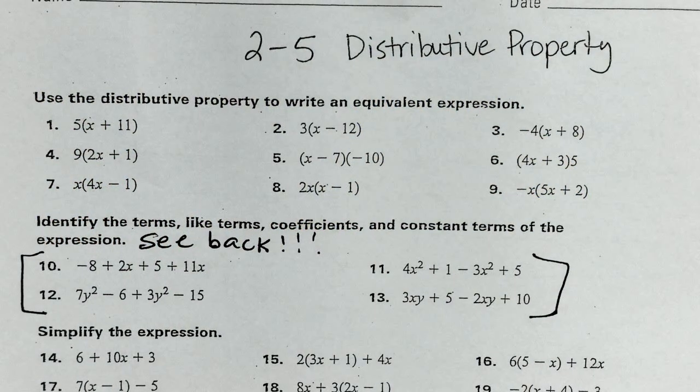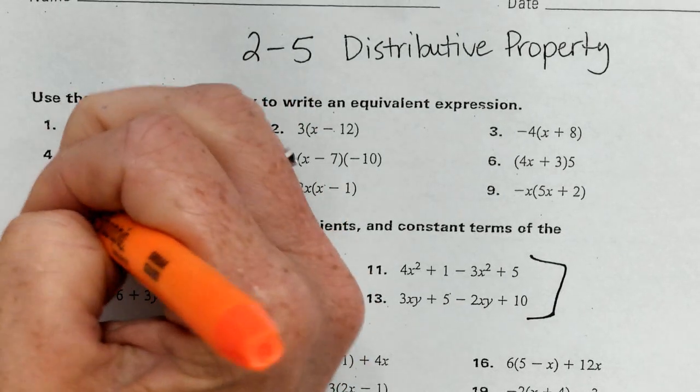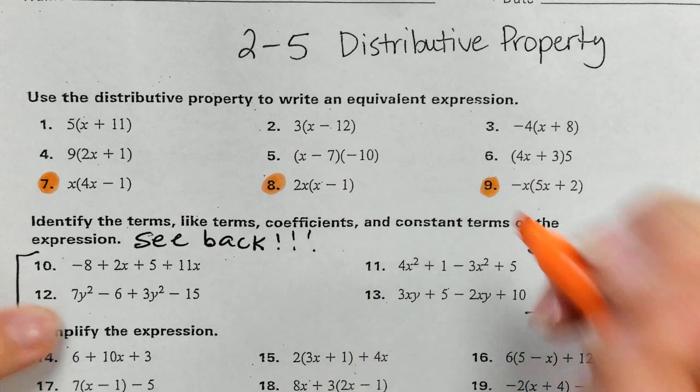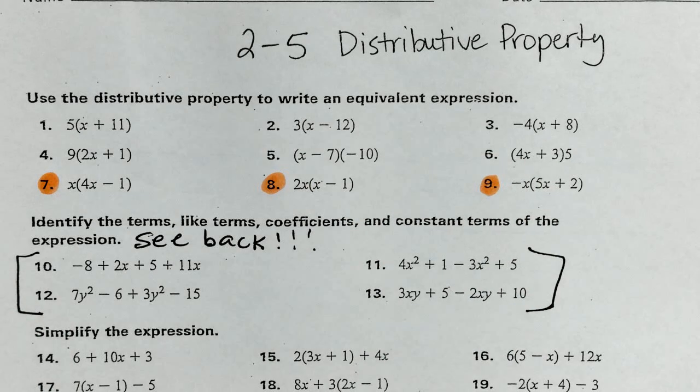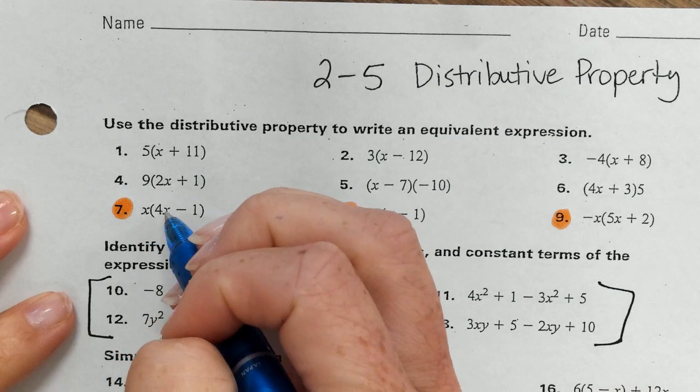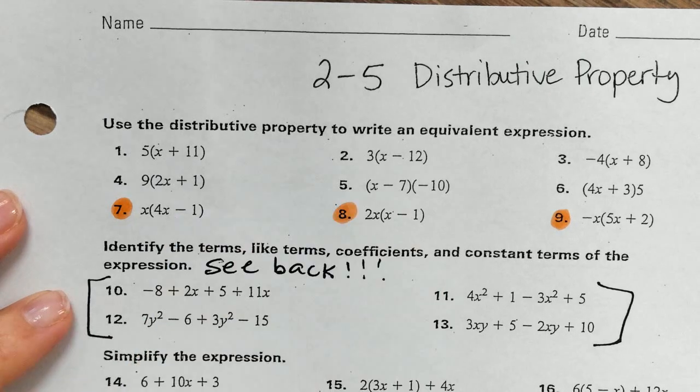Okay, look at 1 through 9. You're going to use the distributive property, and you're basically going to simplify the expression, just like we just did. Will your answers have x's in them? Yes. Be careful on 7, 8, and 9 if you want to highlight them or star them. Why are we highlighting those? What do you see? X times x is x squared.